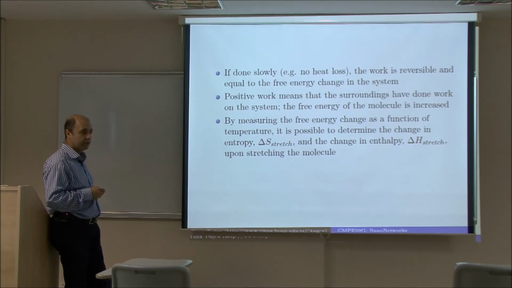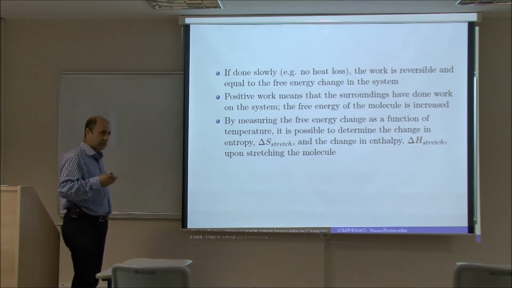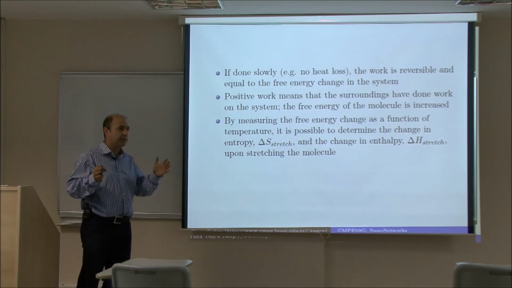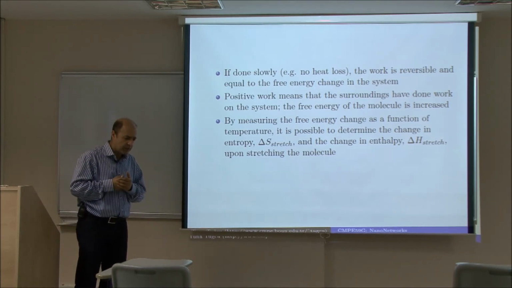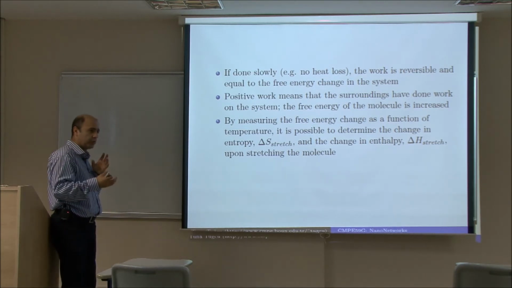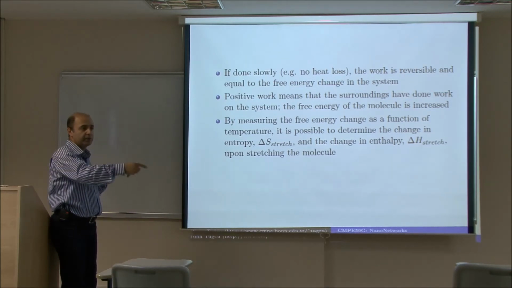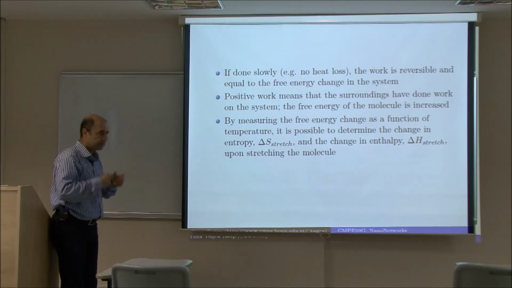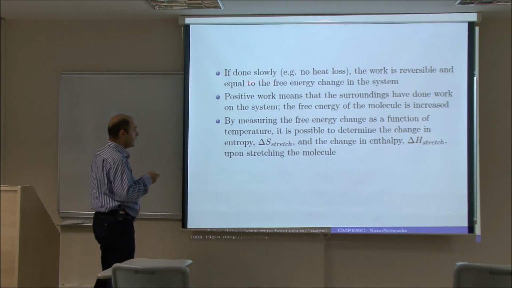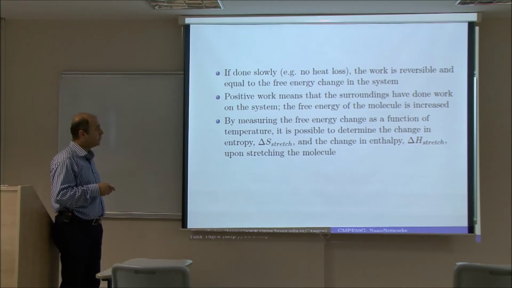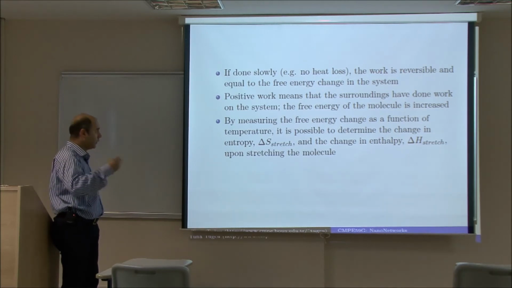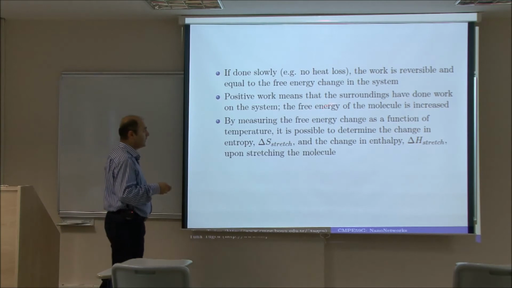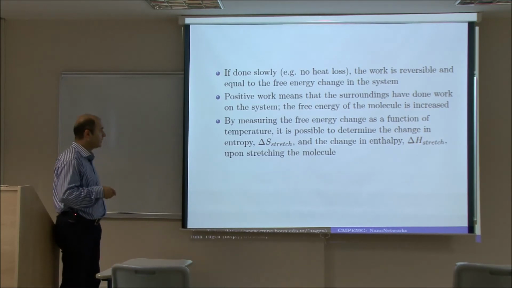So if you have some positive work, remember first of all, a thermodynamic process is composed of the system we're looking at, in our case the molecular motor, and the environment. There's some exchange of energy between the system and the environment, or the surroundings. So if we are talking about some positive work, that means the surrounding is doing work on the system, and the free energy of the molecule in that case is increased.